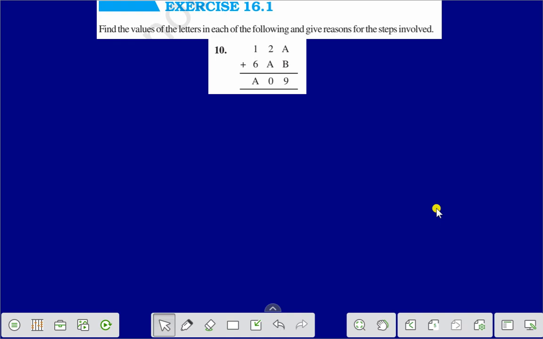Find the values of the letters in each of the following and give reasons for the steps involved. Let us write.